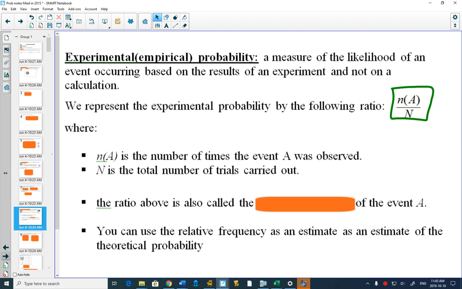So your experimental probability is the number of times an event was observed over the number of times a trial was carried out. The ratio above can be called a relative frequency of an event A. You can use it as an estimate for the theoretical probability. But as you saw with my experimental probability of one roll, having not very many trials does not give you a very good probability.